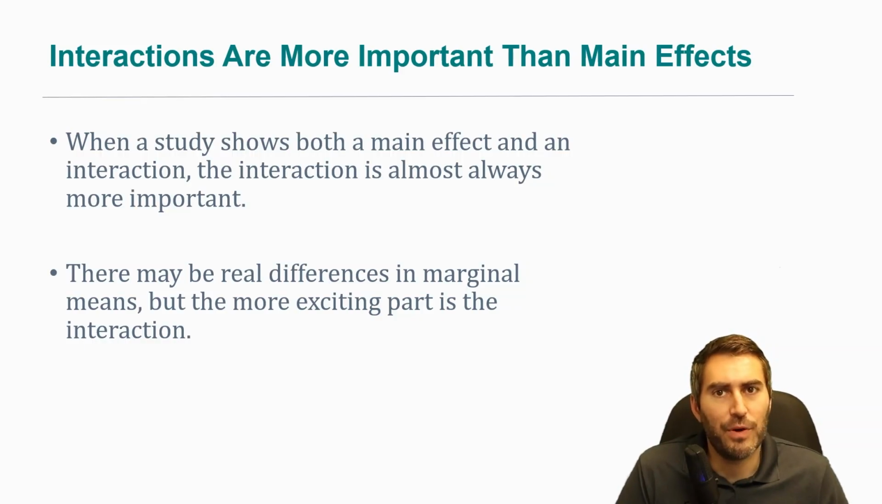It's important to note that when a study shows both a main effect and an interaction, the interaction is almost always more important, and that there may be real differences in marginal means, but the more exciting part is the interaction. For example, the Walls study on alcohol, aggression, and body weight found a main effect for body weight and for alcohol intake, and a significant interaction between body weight and alcohol intake. The main effect for alcohol intake might hide the fact that there's an interaction, but in reality, the interaction itself is actually the most interesting part of the findings.